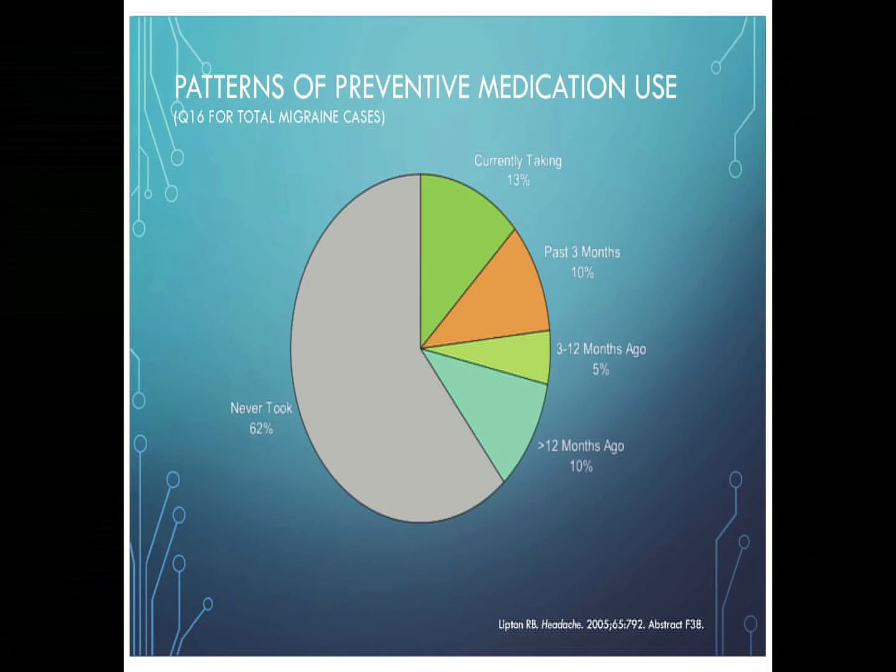And again, if we think about patients and how they took it, look at the numbers. So currently taking preventive medicines, about 13%. In the past 3 months, they tried it, didn't stay on it. 3 to 12 months ago, within the past year, about 5%. 12 months ago, about 10%, never took. So either they took it and quit, or they never had it. So again, we have to think about how that patient comes to us and how we redirect and re-engage.